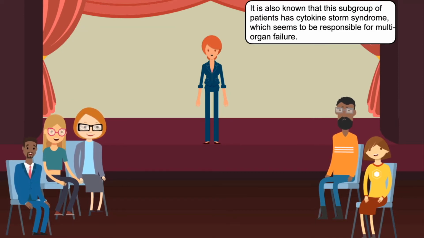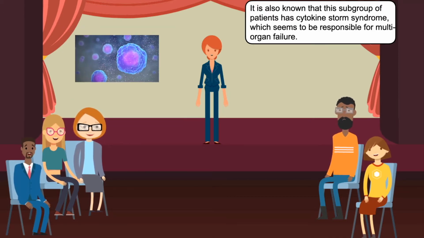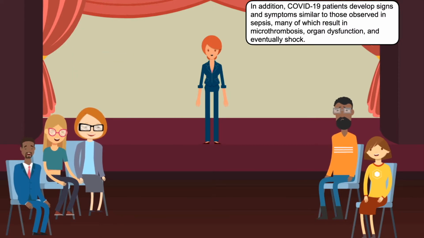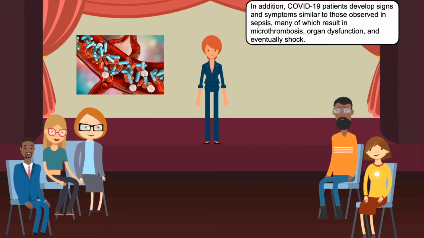It is also known that this subgroup of patients has cytokine storm syndrome, which seems to be responsible for multi-organ failure. In addition, COVID-19 patients develop signs and symptoms similar to those observed in sepsis, many of which result in microthrombosis, organ dysfunction, and eventually shock.